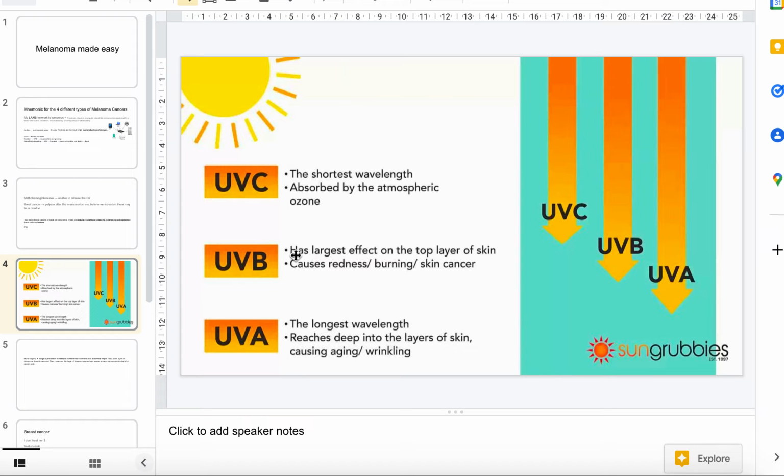So UVA, being the long wavelength, would have quite a big effect. It would go down to the deep layers of the skin, and it would cause aging and wrinkling. Whereas UVB is the big bad boy. It can't go deep, but it can affect your skin, and this can lead to redness, burning, and skin cancer. And UVC has the shortest wavelength, and this is going to be absorbed by the atmosphere's ozone. So just a quick overview.